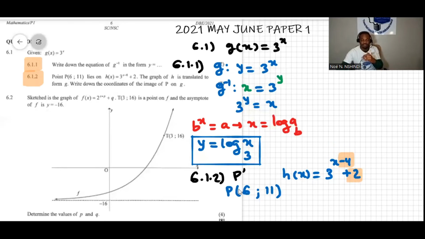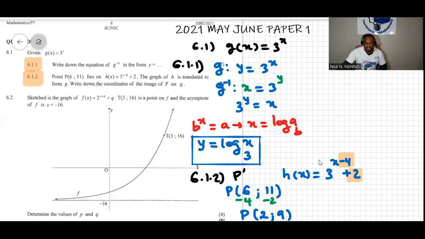But now, because the point P is here, we need to get the point P on the equation of g. It's going to be like the inverse of this. It means 4 units to the left and then 2 units downwards. So 4 to the left, meaning we're going to minus 4 from 6, and then 2 units down, we're going to minus 2 from 11. So the point P will then become (2, 9).